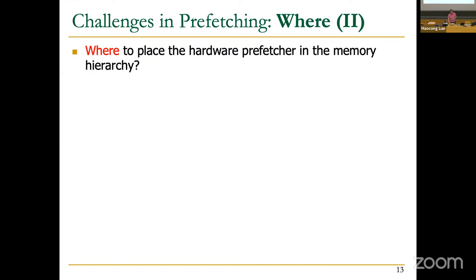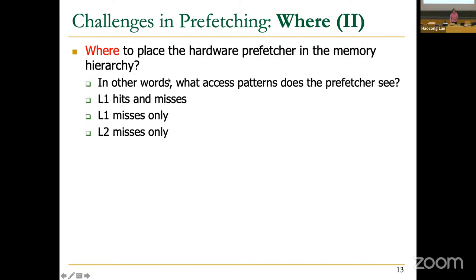I'm going to recommend a paper that talks about this, but we're not going to have time to cover it. So where do you place the hardware prefetcher in the memory hierarchy? We discussed this briefly. In other words, what access patterns does the prefetcher see? Does it see all accesses to the L1? Does it see only L1 misses? Does it see only L2 misses? This depends on where you place the hardware prefetcher.